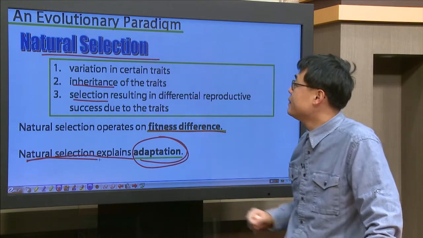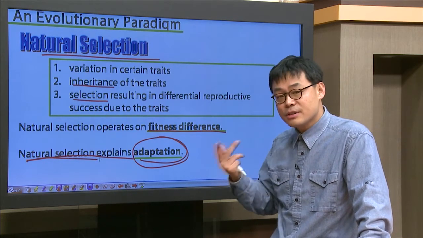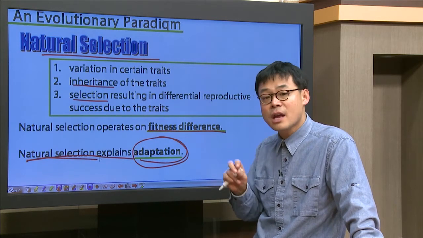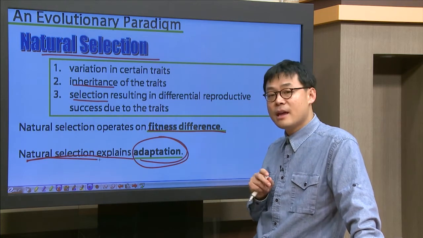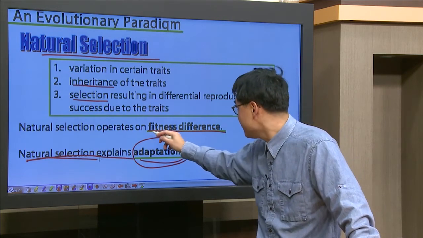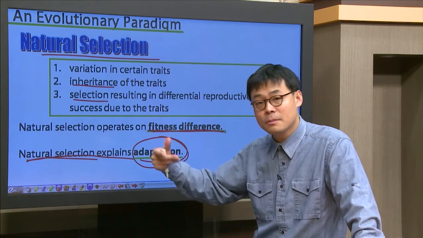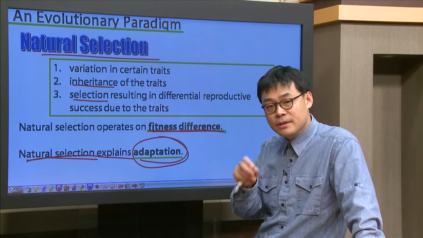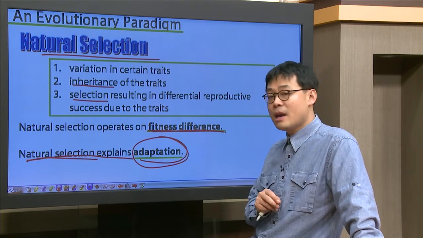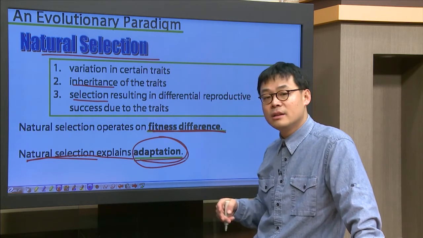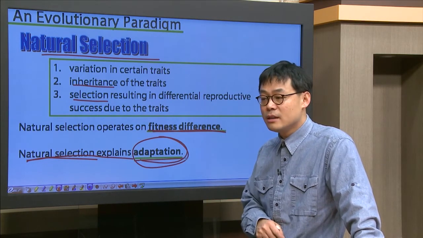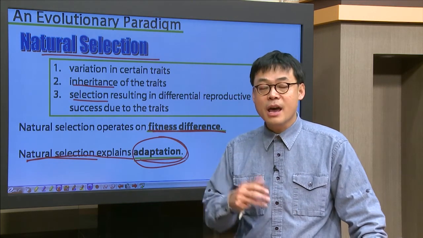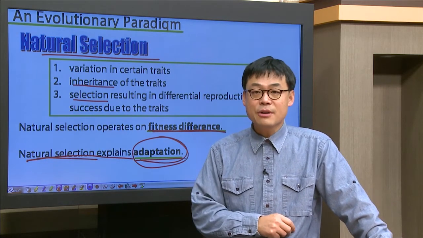So that's the evolutionary paradigm. To understand behavior, you have to study whether natural selection processes have operated on the behavior. Then you have to study the fitness difference between the behavior and the alternative behavior. If the behavior has a higher fitness value than the alternative, then that behavior might be adapted so that it contributes to the survival and reproduction of that organism. And you have to remember this evolutionary paradigm throughout the course.